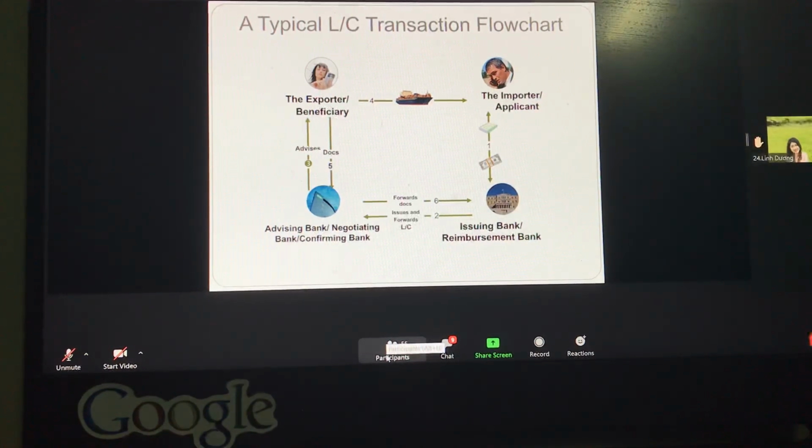The negotiating bank is on the side of the importer, maybe it will ask the exporter, and maybe it will ask the importer to pay more or to make the payment more easily.